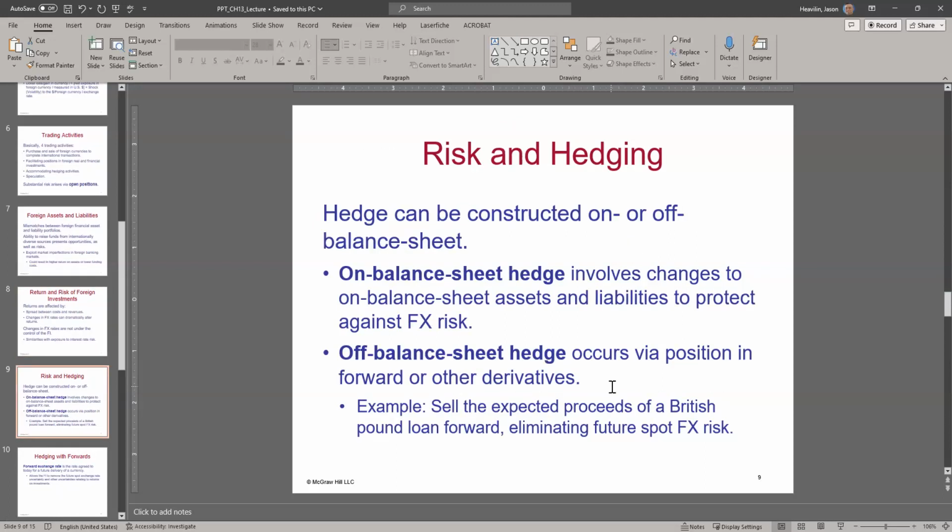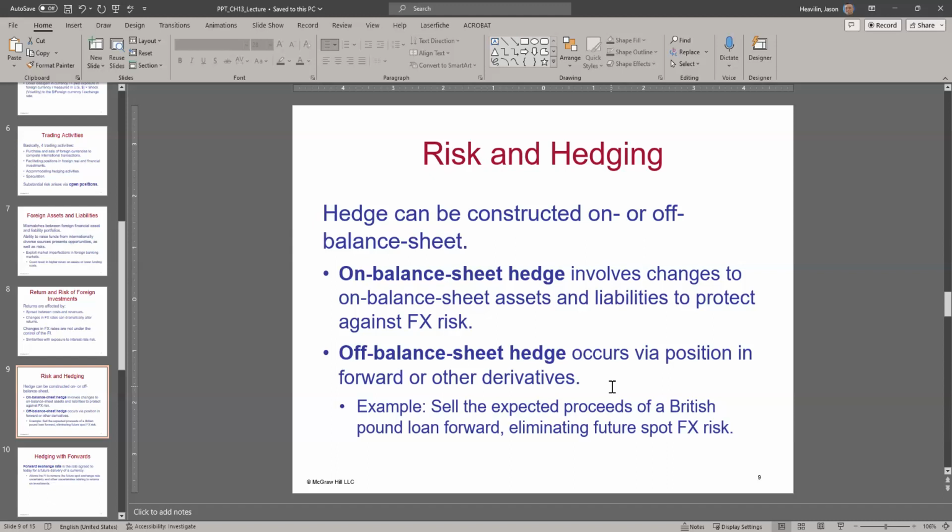Risk and hedging. Generally speaking, you can do on-balance sheet hedges or off-balance sheet hedges. An on-balance sheet hedge involves changes to on-balance sheet assets and liabilities to protect against foreign exchange risk. The matching stuff that we spoke about earlier will be an on-balance sheet hedge, matching your liabilities and your assets for them to be in the same currency. So it's a way to hedge it.